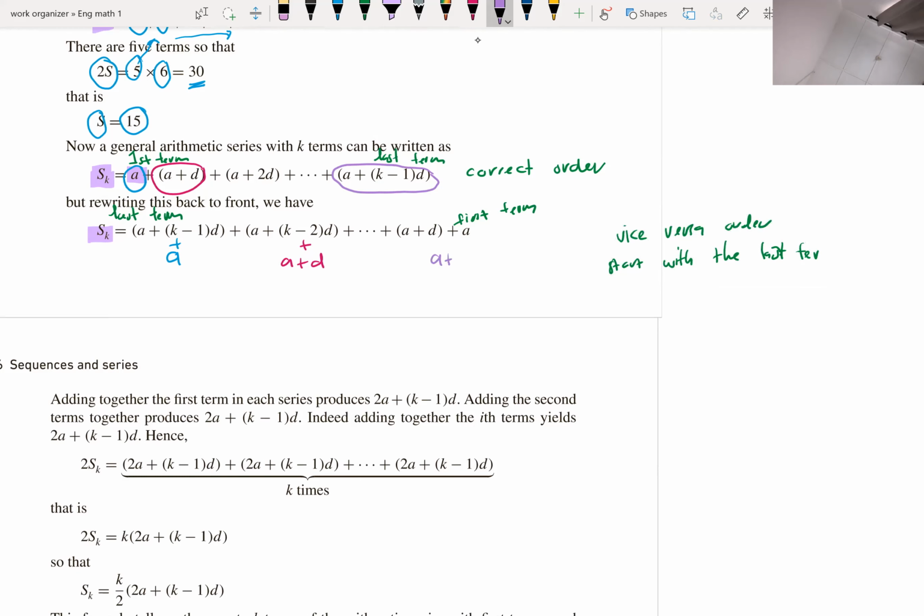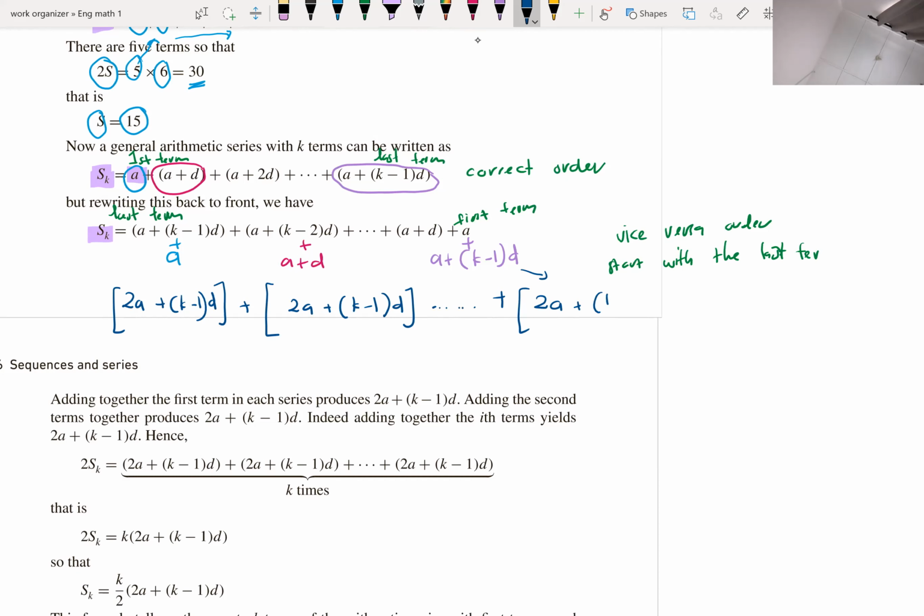So this will be A plus K minus 1 D. Plus, and then we will have, I just write in blue color, 2A plus K minus 1 D. And then plus 2A plus K minus 1 D, dot dot, plus, this is the last term, so this will be 2A plus K minus 1 D. So this is exactly the same.